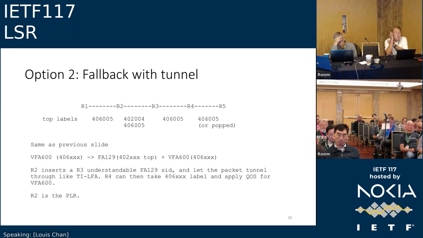The next one is a bit better, which is option 2, fallback with tunnel. What it does is, R1 sends a packet to R5. R2, knowing that R3 does not understand, does a tunnel. That's a FA tunnel. It will encapsulate the packet into FA 129 labels and forward to R4. When R4 receives it, the labels are stacked, with flex algo 129 on the top and then VFA 600 in the second label. When R4 receives it, it has the original VFA 600 label and passes it forward to R5. So this one tunnels through. I think it's a good method, and it is usable. In the presented use cases, using this method is a good thing.